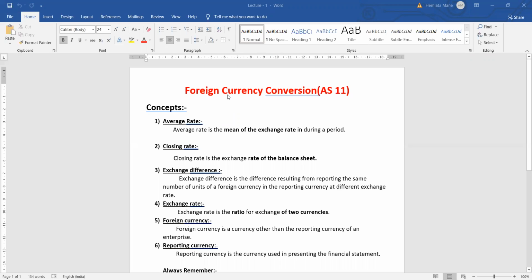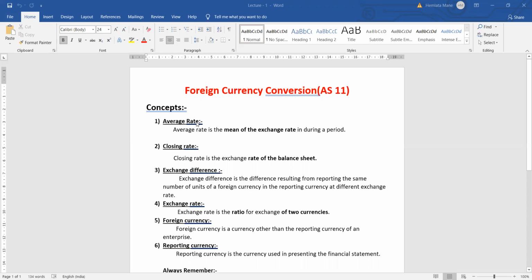Today, we are going to discuss the topic of foreign currency conversion. Foreign currency conversion comes under Accounting Standard 11. To understand this topic, we need to understand some concepts.